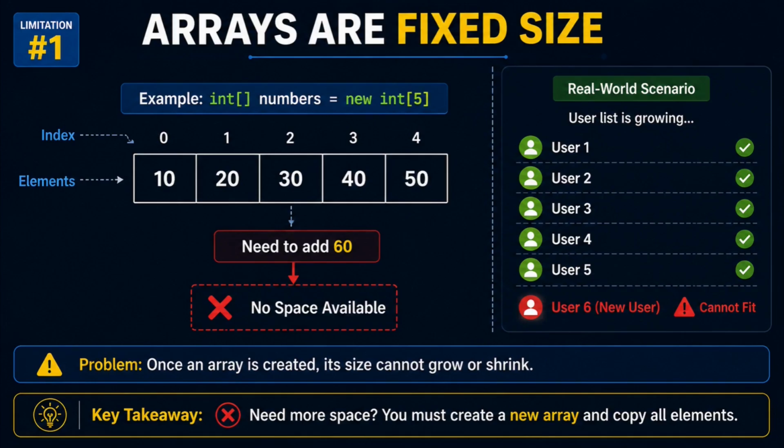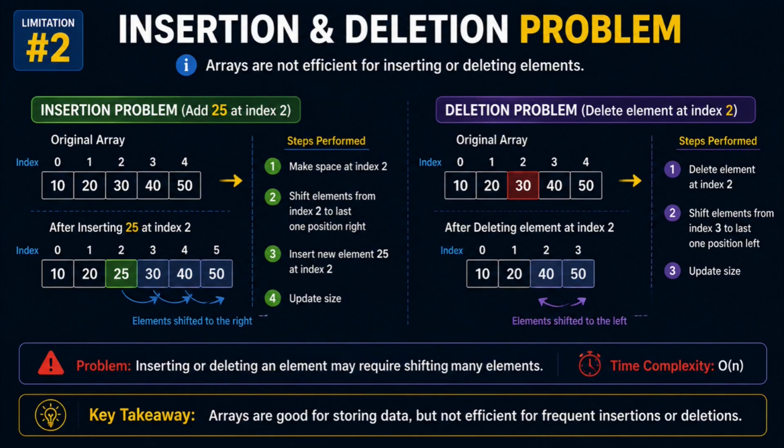Let's understand the biggest limitation first. Arrays have a fixed size. Once you create an array of size 5, it will always remain size 5. Even if it contains only one element, the remaining memory is reserved. And if you need more than 5 elements, you cannot simply extend the same array. You have to create a new array with a larger capacity and copy everything. Imagine doing this repeatedly in a real-world application handling thousands of records. Clearly, this isn't practical.